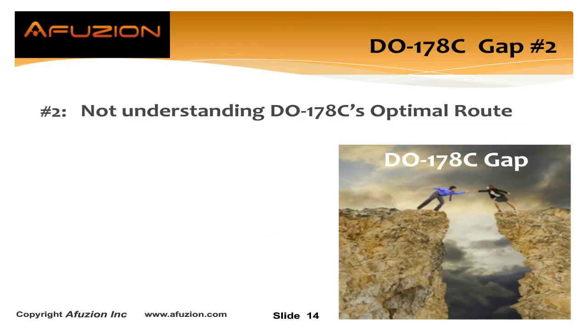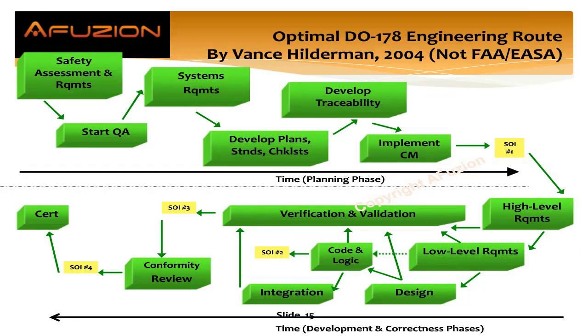The next gap, not understanding the optimal route of 178. And this is actually combining several gaps in here. Let's take a look. This is our opinion. This is not FAA or EASA approved. However, they don't disapprove it. Remember, FAA says they don't approve a route. They approve your process to be 178 compliant. So this is our opinion of the optimal route.